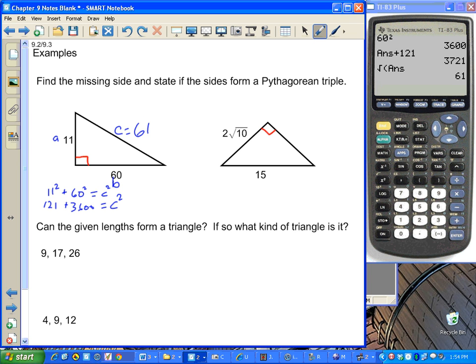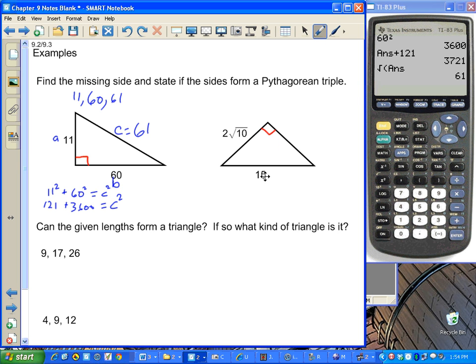Now, if you look, I've got three whole numbers here, so this would be a Pythagorean triple. So another Pythagorean triple would be 11, 60, 61. That's a Pythagorean triple. Okay, now let's do this one.